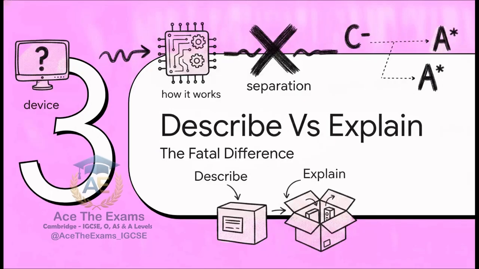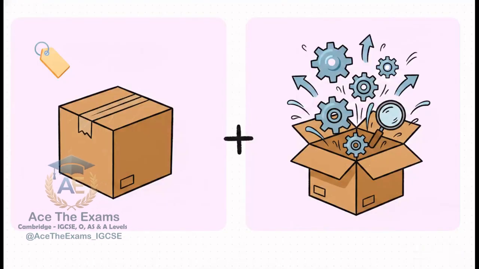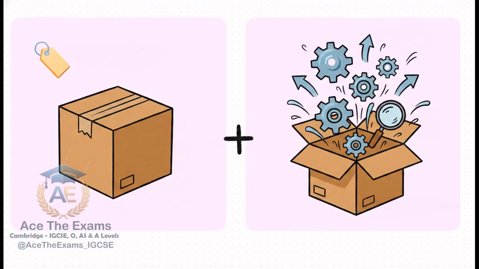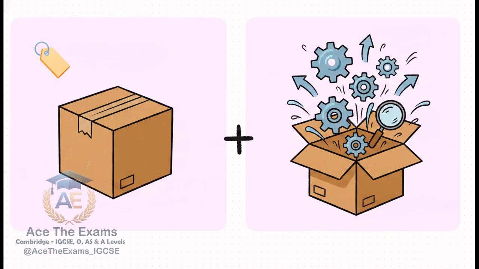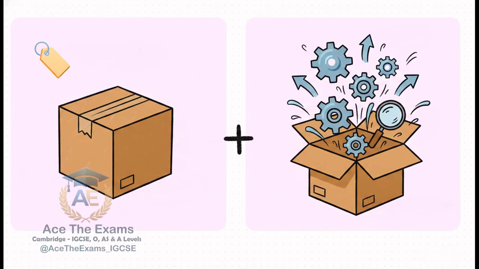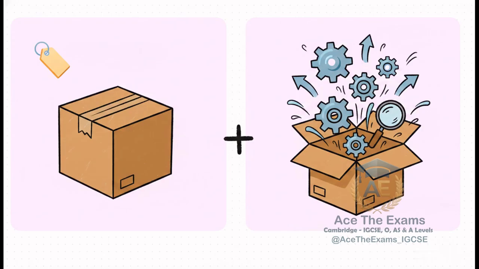Part 3, description versus explanation. The fatal difference. So, the absolutely crucial point here is understanding the teaching discipline of separating what a device is from how it actually works. Let's compare the two. On the left, we have description. This simply tells the examiner what the device or method is. For example, Simplex is one-way data transmission. Sounds super safe, right? But it's incredibly shallow.